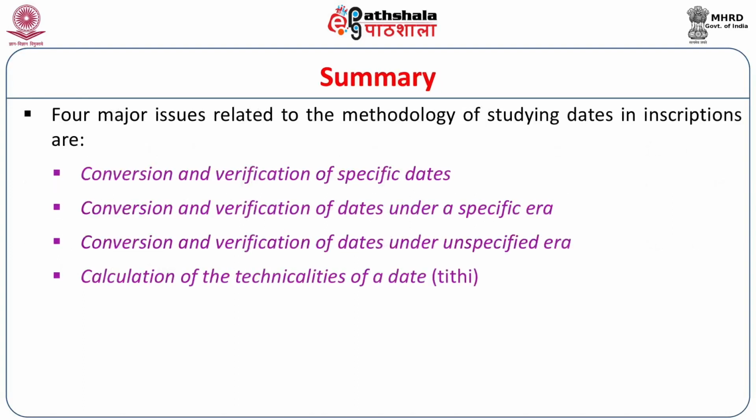And the four major issues that we must remember while considering the question of dating, or the patterns of dating inscriptions, are these methodological aspects. These are the conversion and verification of the three different types of dates: specific era, unspecified era, and finally the technicalities of the date, the astronomical issues involved in the date. These we have to consider while studying patterns of dating in early Indian inscriptions.